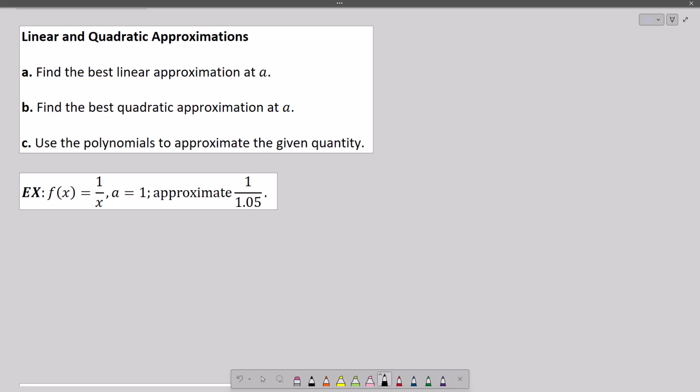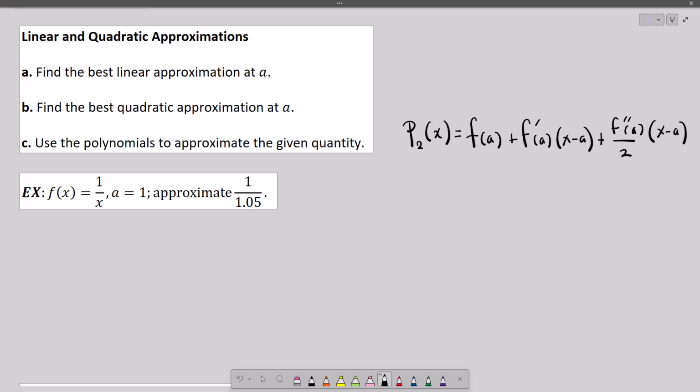Okay, let's put off in the corner here that p sub 2 of x, so this is going to be the best quadratic approximation. It's going to be f of a plus f prime of a times x minus a plus f double prime of a divided by 2 times x minus a squared. So that is our best quadratic approximation right there. And it includes p sub 1. This part right here is p sub 1 of x. So the best quadratic, we have to build the best linear to get to the best quadratic.